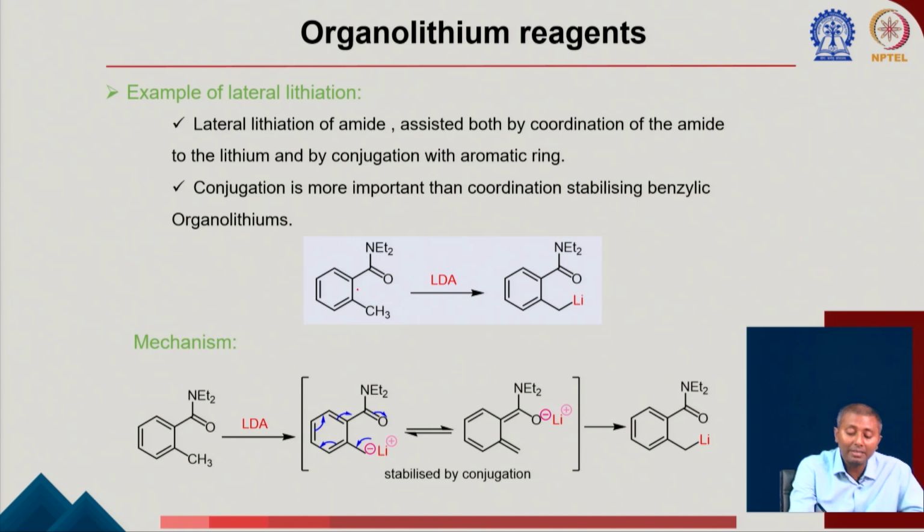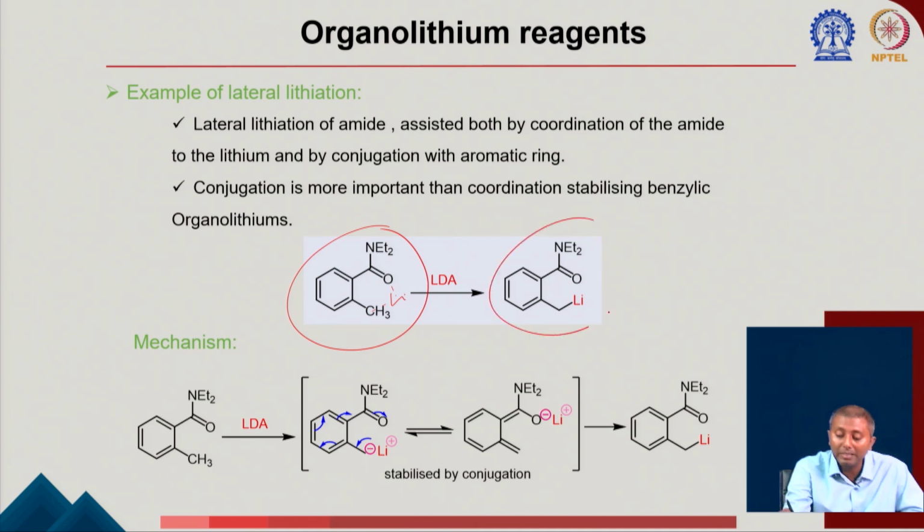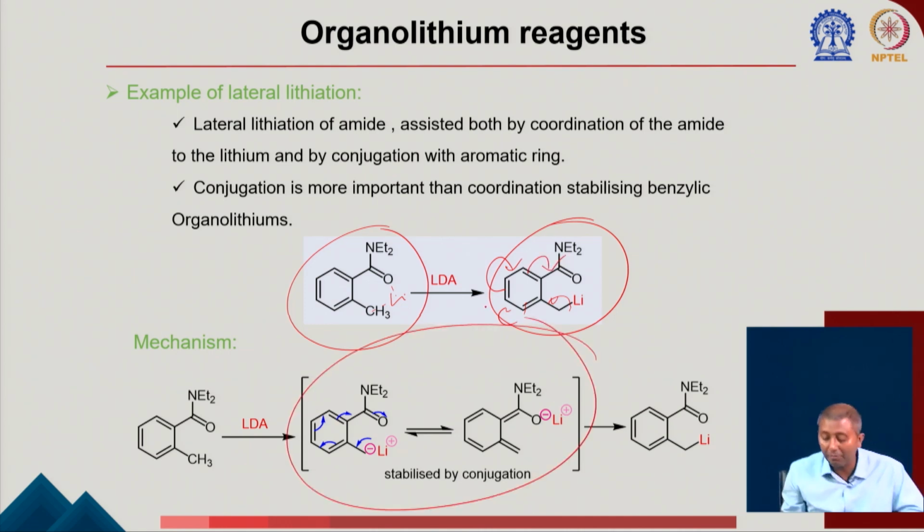Again, in this particular example, if you have a group in the ortho position, not in the para position, then you are getting both effects: the chelation effect as well as the conjugation effect. That means once the lithium is here, it has some sort of a chelation effect which can abstract this CH proton to form the corresponding lithium, and this lithium is also getting stabilized through the conjugation. So both effects are operating, and this is happening very fast.